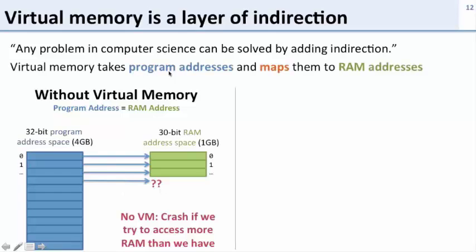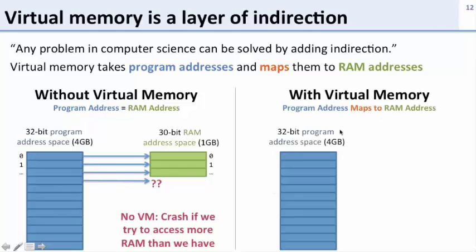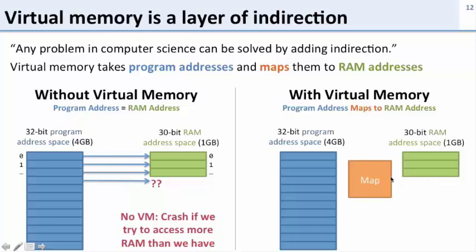In virtual memory, we're going to take the program addresses and map them to a RAM address. So instead of going 1 to 1 like this, we're going to have a slightly different mapping. So here's virtual memory, and it's going to do this mapping. We have our 32-bit program address space. We still only have 1 gigabyte of memory installed in our computer, but now we're going to have this map in the middle. And this map is going to provide exactly this indirection that I was talking about before.